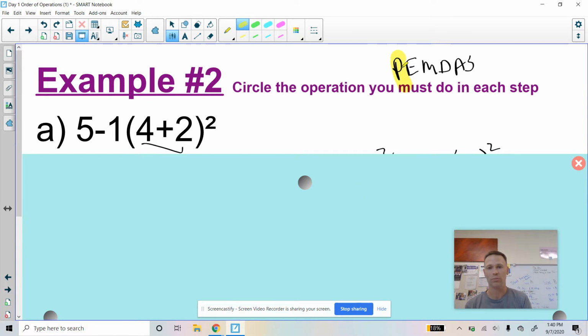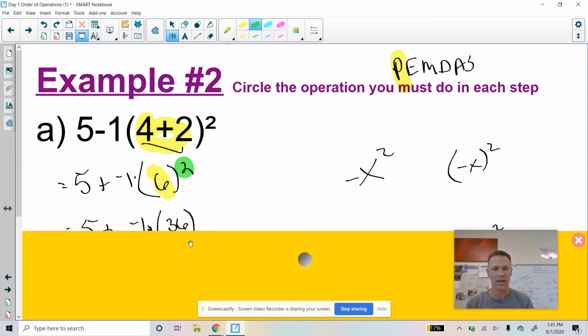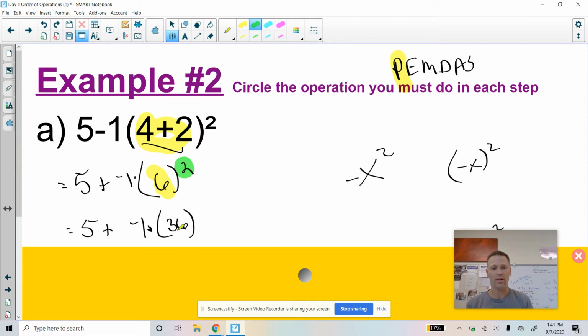And what are we supposed to do? Parentheses, right? So I'm just going to tackle that 4 plus 2 first. Well, what's 4 plus 2? That's 6. So there's my answer to that. And then I go through the checklist again. Do I have exponents? I do have exponents right here. So exponents gets to take care of next. And so 6 squared is 36.